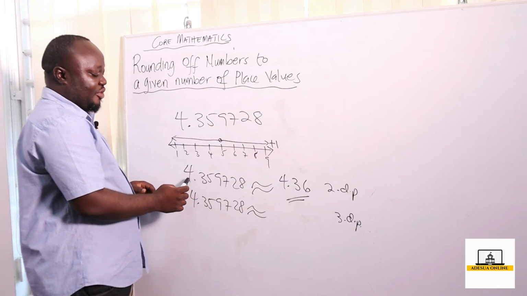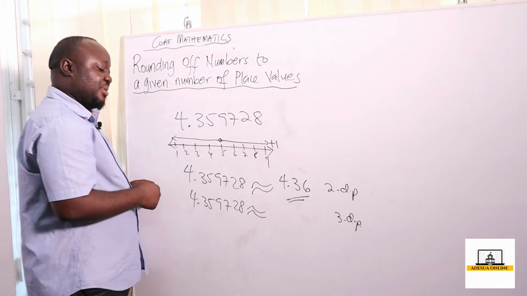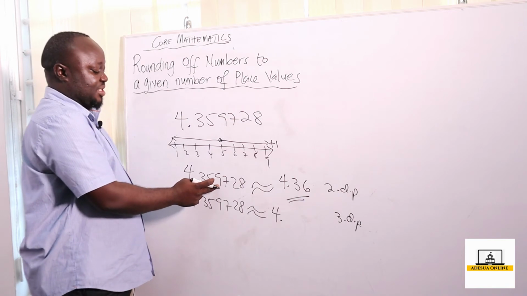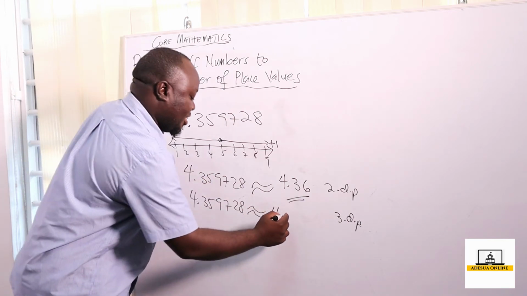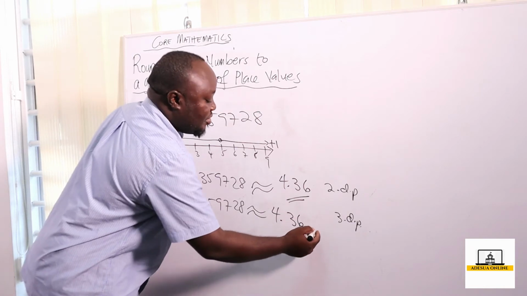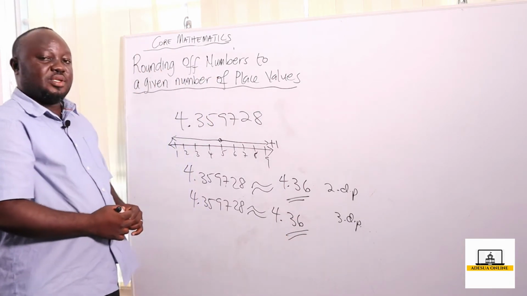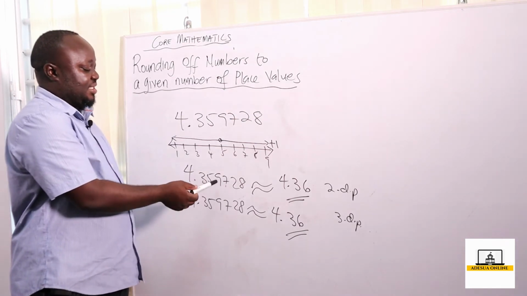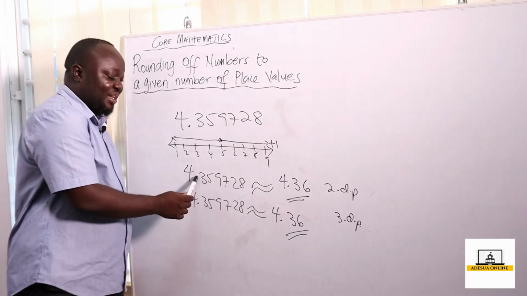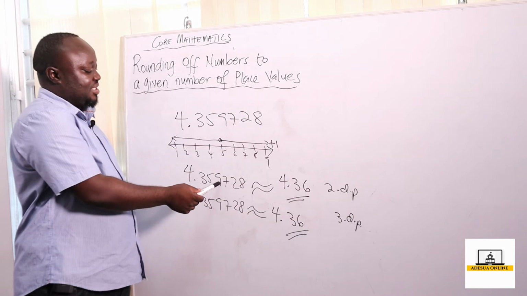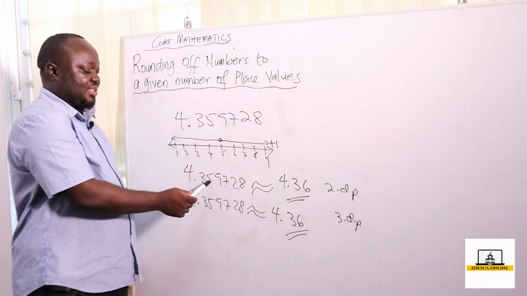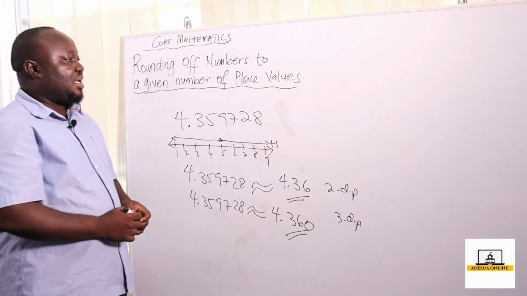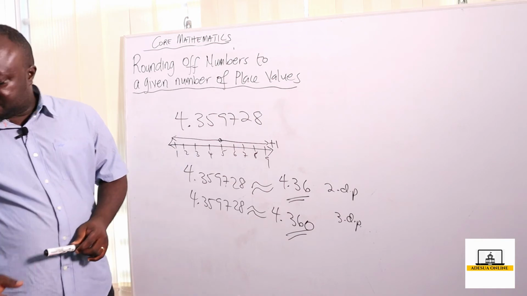So if we are having 4.359, now it becomes what? 4 point what? I'm adding 1 to the 9, which becomes 0 carry 1. So I have 6. So it becomes 4.360. So this is the same as 4.36. So to 3 decimal places, this is the same value, 4.36. 359, we add 1 to it. It becomes 0 carry 1. We have 6. So it's 4.360. But the 0 is not needed. It's the same as 4.36.